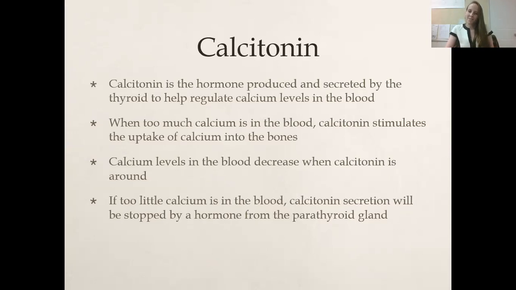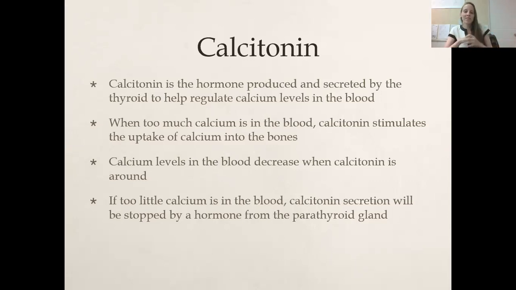Okay, so that is it for T3 and T4, which again are released when thyroid stimulating hormone stimulates the thyroid and they regulate metabolism. Calcitonin is also produced and secreted by the thyroid. However, in this case, it's not controlled by the thyroid stimulating hormone. It's actually not controlled by the hypothalamus at all.